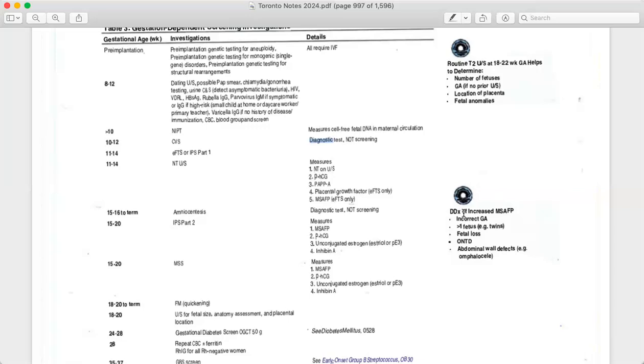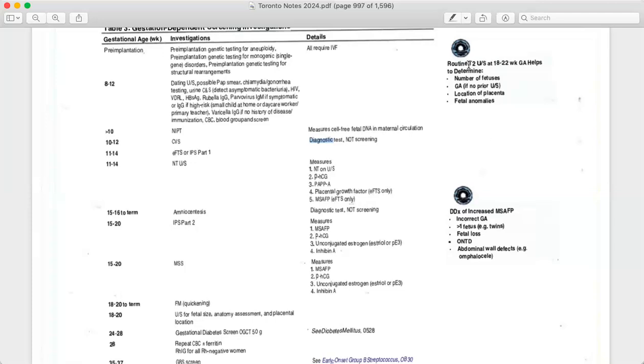Then the differential diagnosis of increased maternal serum alpha fetoprotein. There might be incorrect gestational age or more than one fetus. As always, remember the common ones. So miscalculation, twins, fetal loss, open neural tube defect, or abdominal wall defect. So these are the common ones where the alpha fetoprotein is increased in the maternal serum.